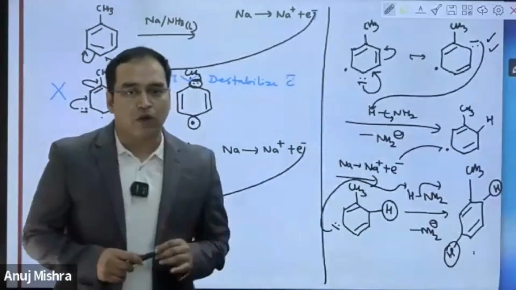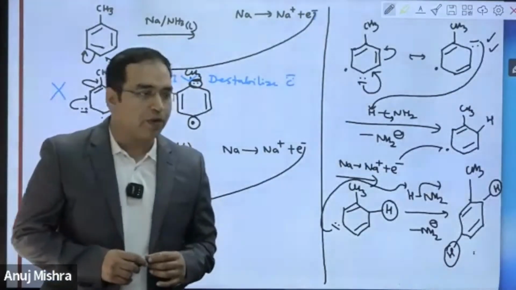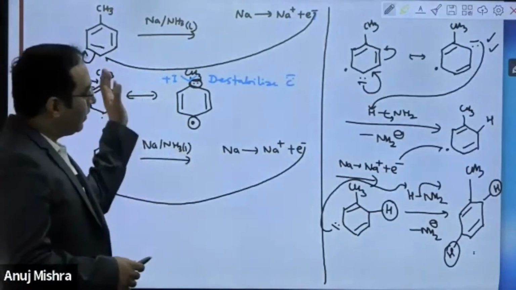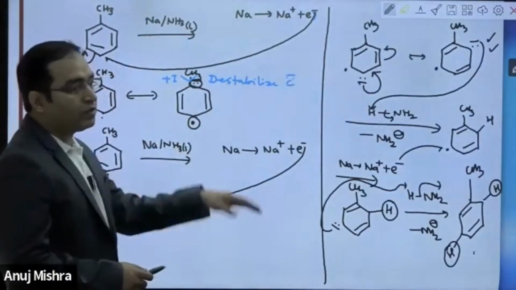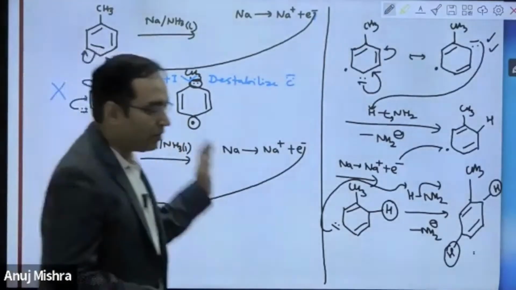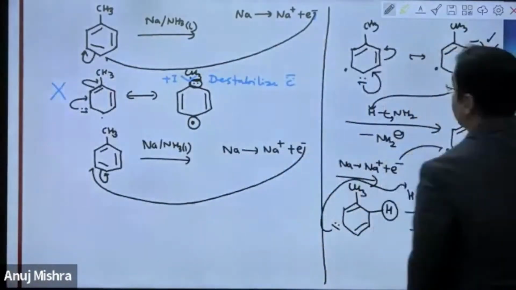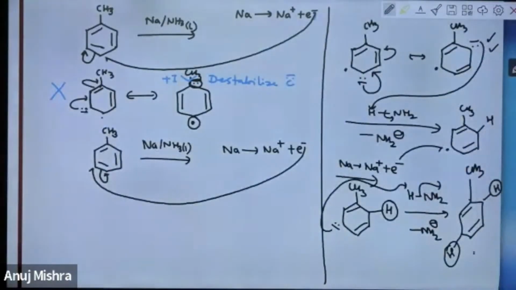So you have learned Birch reduction today? At least you will be able to solve basic questions of Birch reduction? Okay. Now, if I take you into detail, I can take like 2 hours on Birch reduction. That's not required right now. So let's go to the next reaction. First, we complete this. Everyone done?